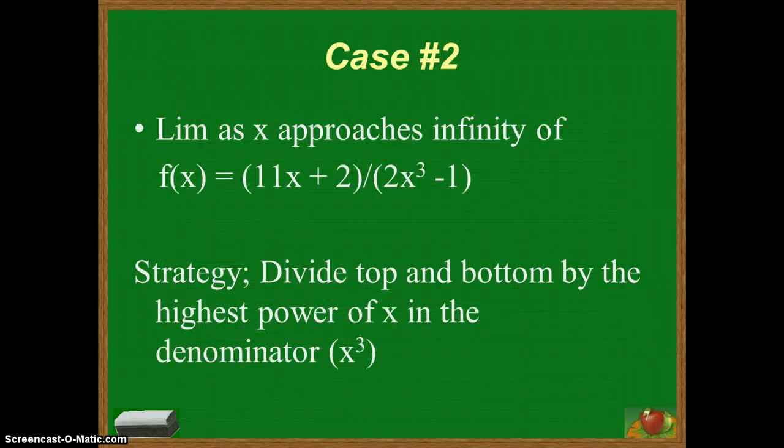Case 2. Limit as x approaches infinity of, let's say, the function 11x plus 2, that quantity, divided by 2x cubed minus 1. Here, the highest power of x in the denominator is greater than the highest power in the numerator. That's what defines case 2. The strategy is to divide the top and bottom by that highest power of x in the denominator, x cubed. The next slide shows the details.